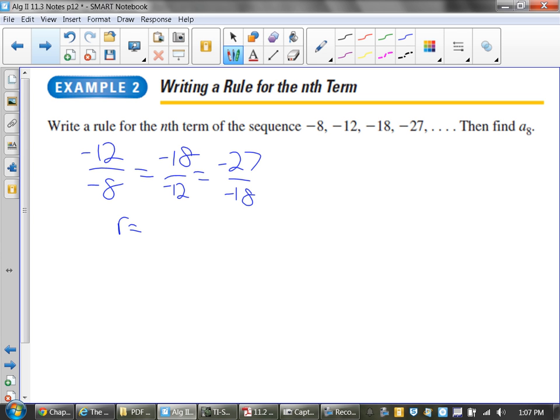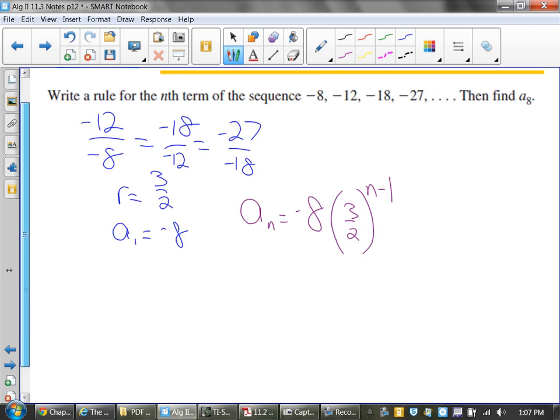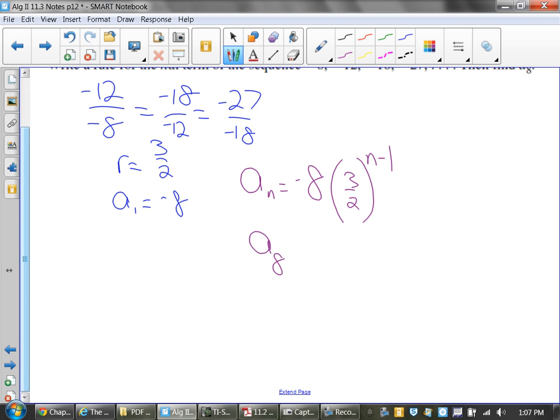What do all of those simplify to? 3/2. Very good. And what was the first term within the sequence? -8. So our rule would be -8 times 3/2 to the n minus 1. And again, if all I want to do is figure out what the 8th term is, what do I substitute in for n? 8. So the 8th term will be -8 times 3/2 to the 7th.